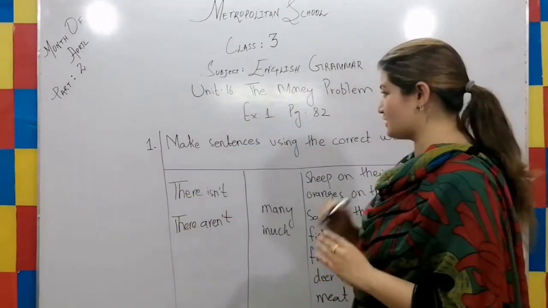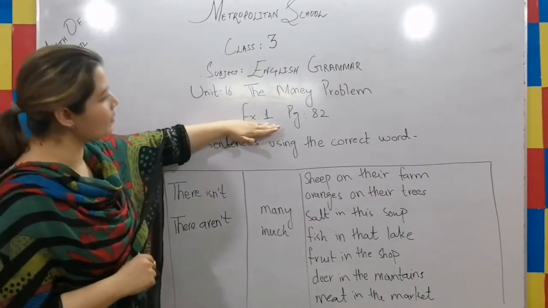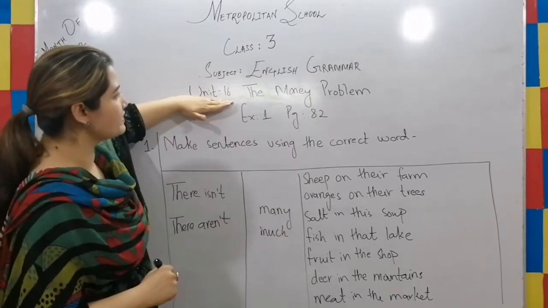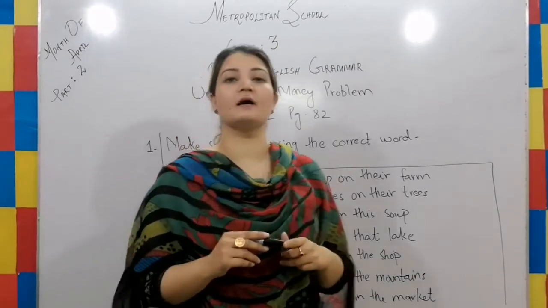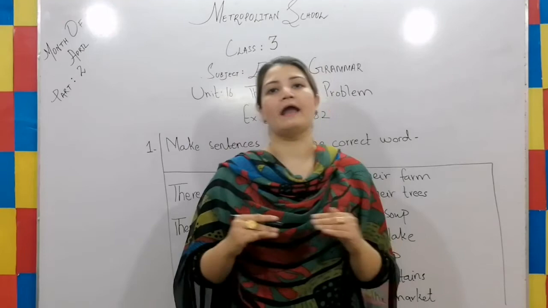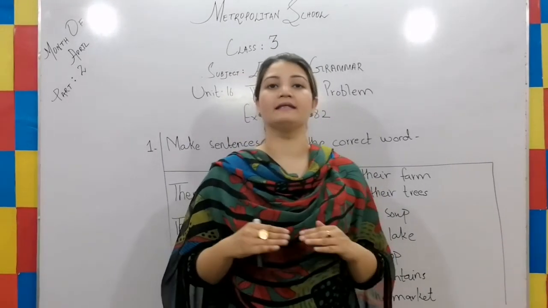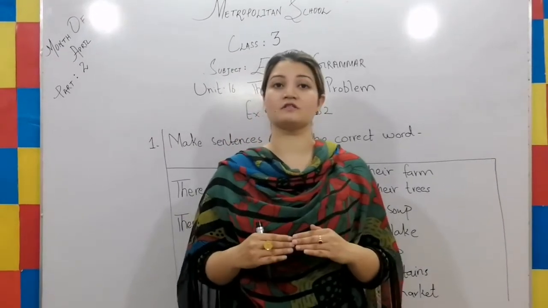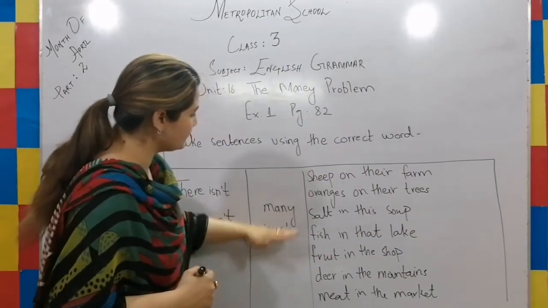My dear students, today we are going to start one exercise, that is exercise number 1 from page number 82 from the chapter unit number 16, the money problem. Dear students, today we are going to study the usage and the difference between much and many. There are some nouns that are countable and some nouns that are uncountable. So today we have to understand the difference between these two things and the usage of many and much.